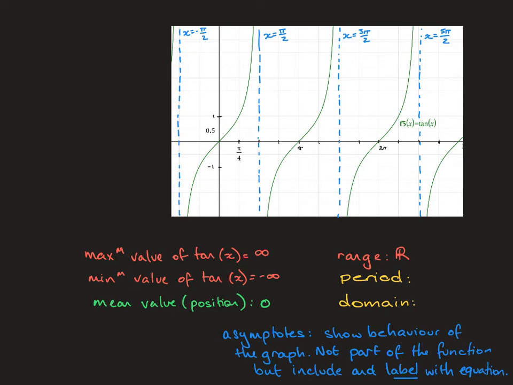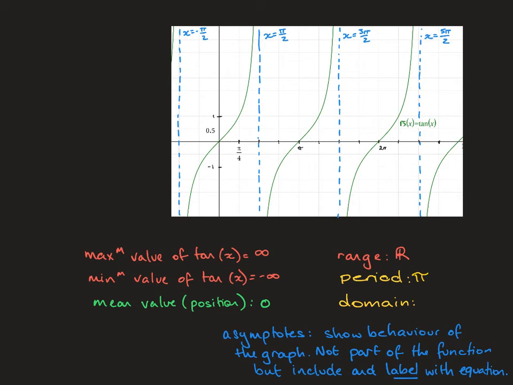And the easiest way to see that is either from where it crosses the x-axis to where it crosses the x-axis, which is, in this case, pi, or from one asymptote to another asymptote. That is also a distance of pi. So the period of our tan graph is pi.